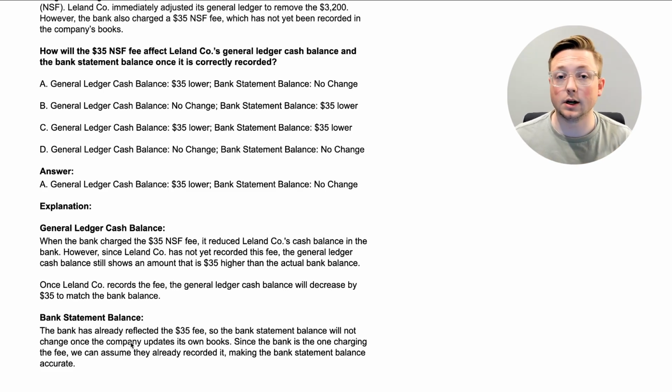So they never recorded the non-sufficient funds check, and the general ledger has been corrected for that. And the bank already recorded the fee because, again, they're the ones charging the fee. And so the general ledger just needed to reflect that fee. So the bank statement won't change because of the fee because they already recorded it. So that's usually going to be the case. All right, let's go to the next question.